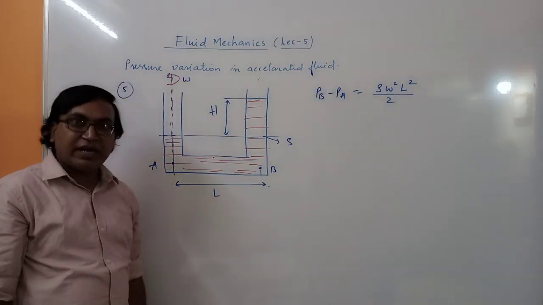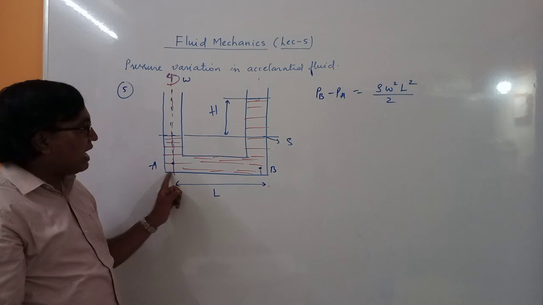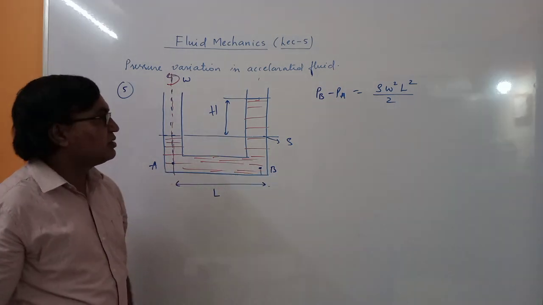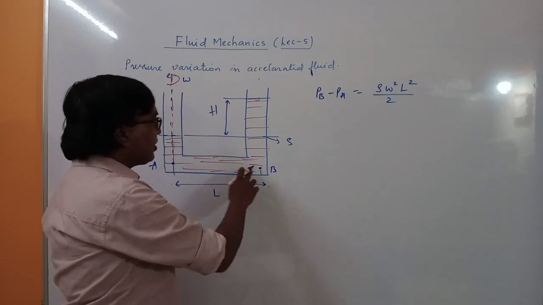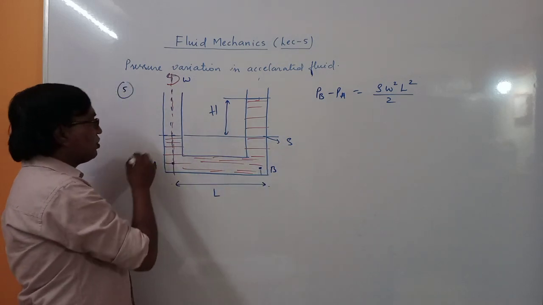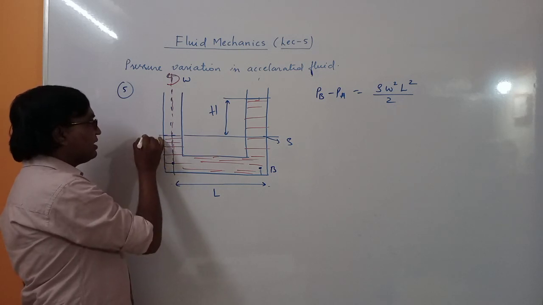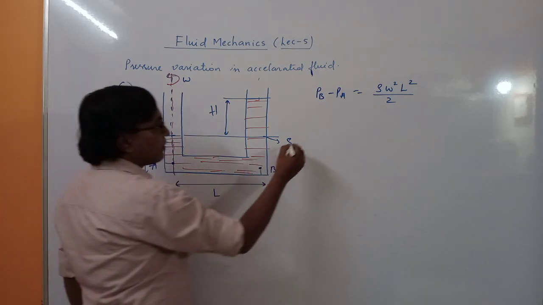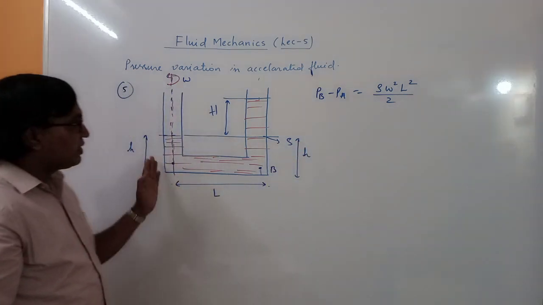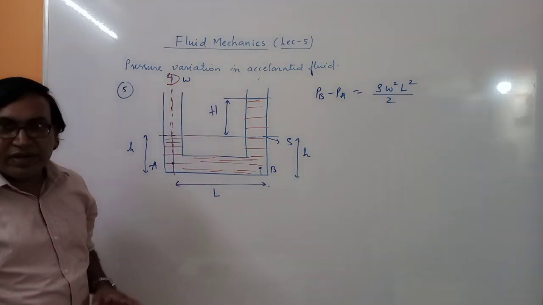Rho omega square R square by 2. So R is L. Fine. Or this is the distance between these 2 points. And here the pressure difference. If you find out the pressure difference between these 2 points, suppose this height is small h and this height is small h. Same heights. You have to find out this difference.